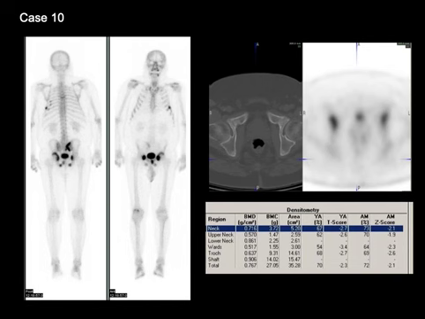Case number 10 shows another interesting case where, looking at the whole body bone scan in anterior and posterior projections, we find that there are several foci of increased uptake in the left side of the chest, and there are several foci of increased uptake in the pelvis. Initially, when they were read, they were felt to be metastatic, although with metastatic disease we want to see scattered foci of increased uptake involving the spine, ribs and the pelvis, but these foci are localized.